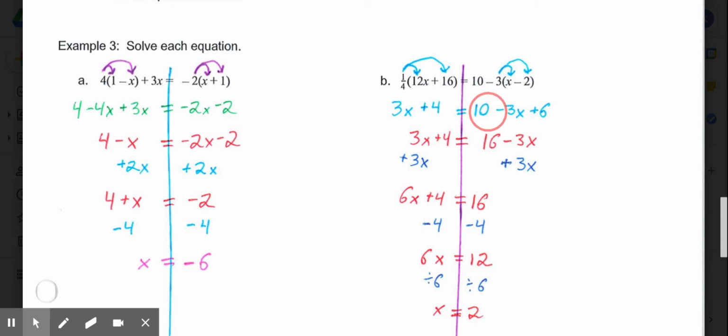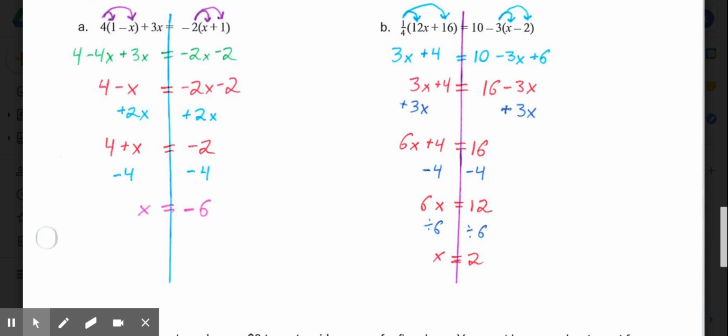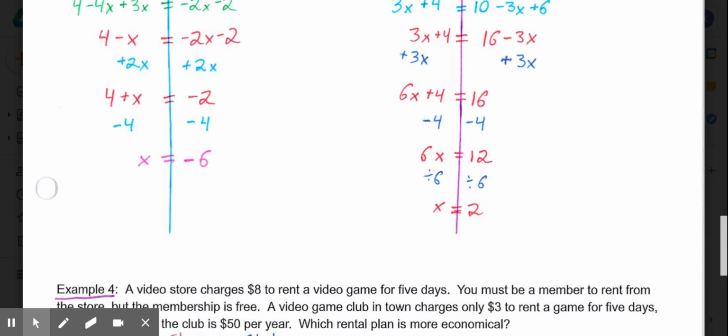Combine like terms on the right. Positive 10 plus 6 is a positive 16. So we'd have 16 minus 3x. And on the left, we still have 3x plus 4. We can add 3x to each side, giving us 6x on the left plus 4 equals 16. Subtract 4 from each side, and 6x equals 12. Divide both sides by 6, and x equals 2.